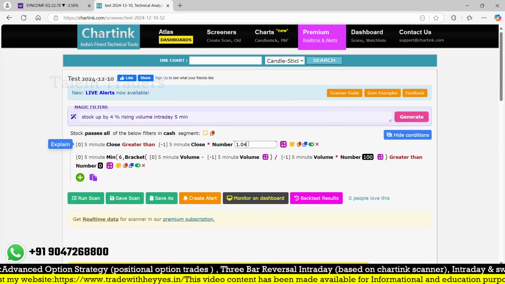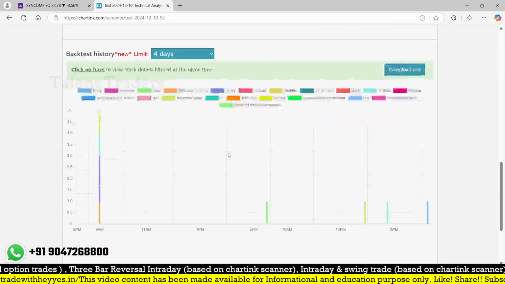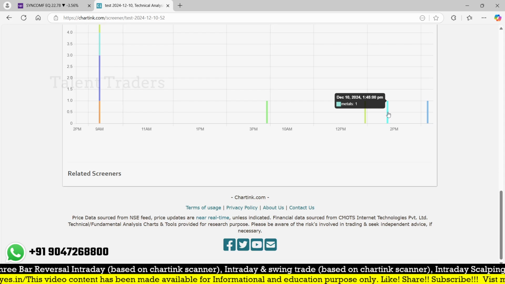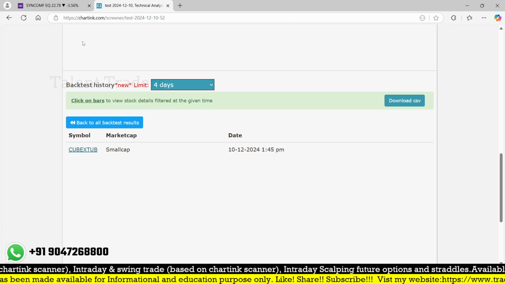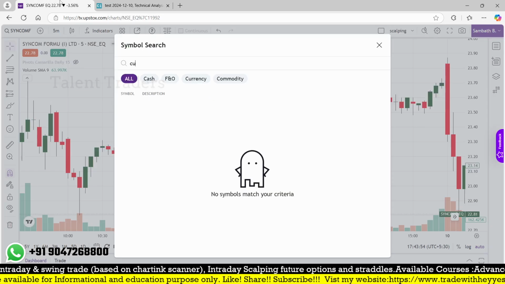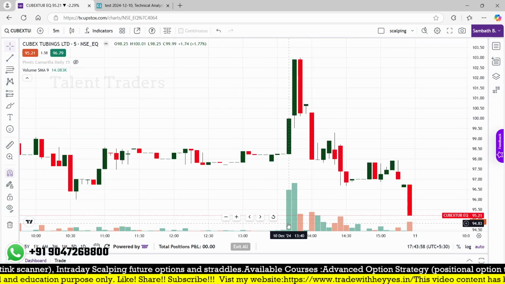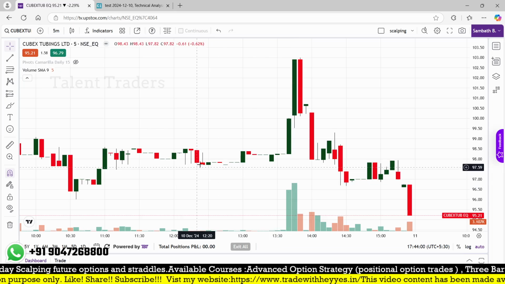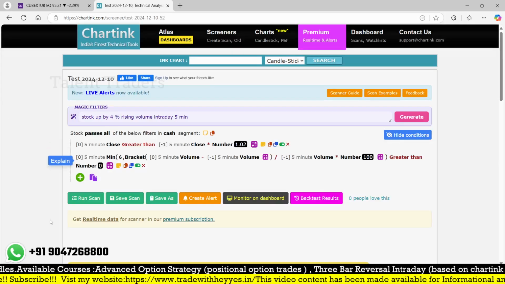So instead of 4%, we will go for 2%. Maybe some stocks will be there here. And today, 145, 10th December. So CUB, and maybe this is around 145. But it is not a liquid one. So if you want to add a liquidity factor also, you can add it.